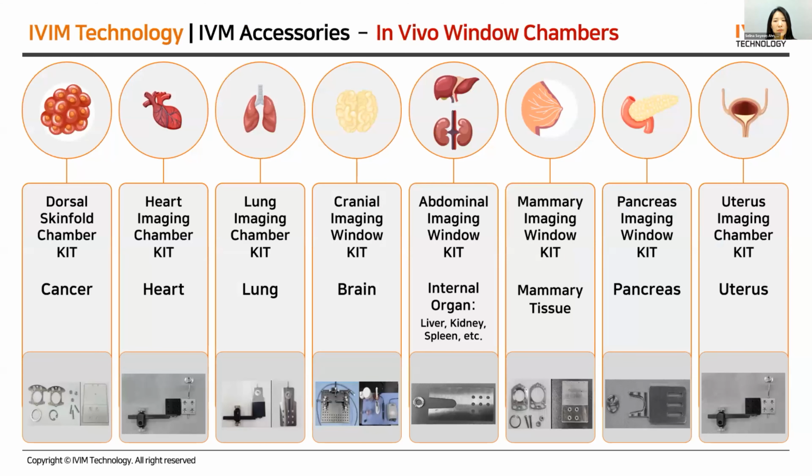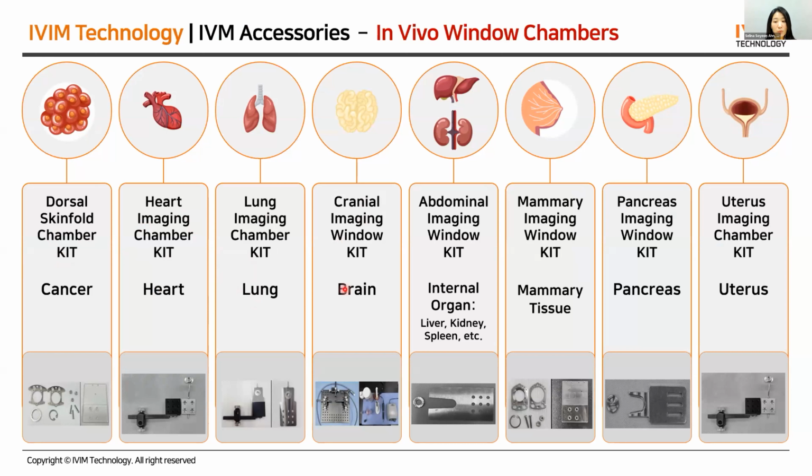So here are the in vivo imaging window chambers that are fully optimized for target organ-specific applications, especially for long-term monitoring. The dorsal skinfold chamber is for in vivo research of cancer and drug candidates. And for intravital heart and lung imaging, we utilize the suction-based tissue motion stabilizer window chamber system to temporarily stabilize the imaging site of the beating heart and the lung tissue.